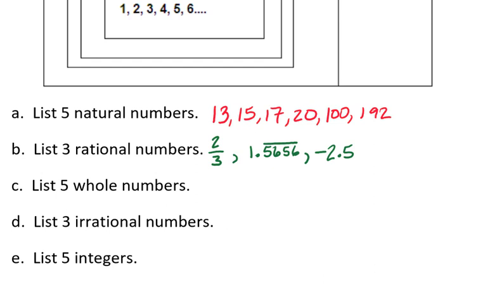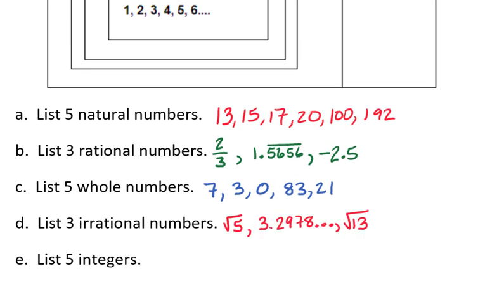Let's check our whole numbers. So for whole numbers, I picked 7, 3, 0, 83, and 21. So if you pick numbers that you could count to that were whole numbers, or the number 0, then those are whole numbers. Let's check our irrational numbers.